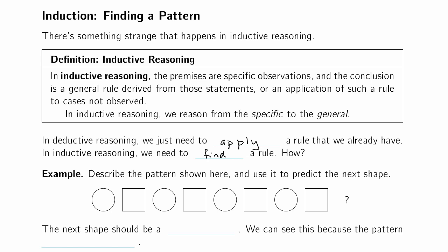Here is a simple example of inductive reasoning. We have this string of shapes, right? Circle and a square, and a circle and a square, and a circle and a square, and a circle and a square. What should the next shape be? Well, the next shape should be a circle for sure, right? Why? Because this pattern repeats.